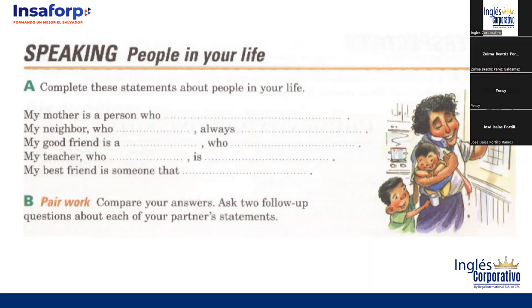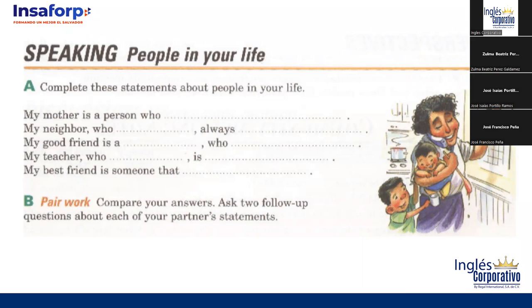I made a mistake. Okay, so next. My best friend is someone that is always there for you. Well, for me or for you, right? So my best friend is someone... is for me. Exactly. My best friend is someone that is always there for me. Okay, good job. Excellent.